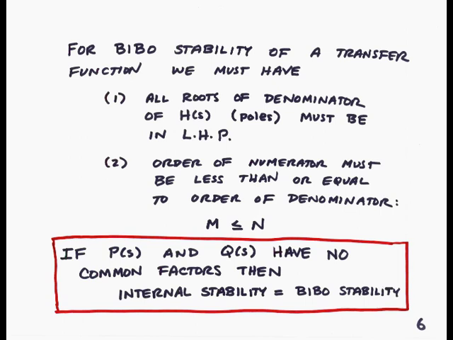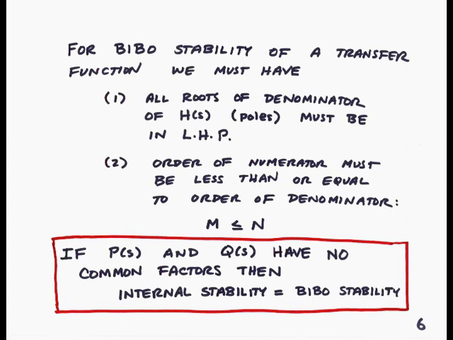You'll see that if p(s) and q(s) have no common factors, then there can be no hidden modes. Then the roots of the denominator of H(s) will be the same as the roots of q(s), and therefore in this case internal stability will be equivalent to BIBO stability.